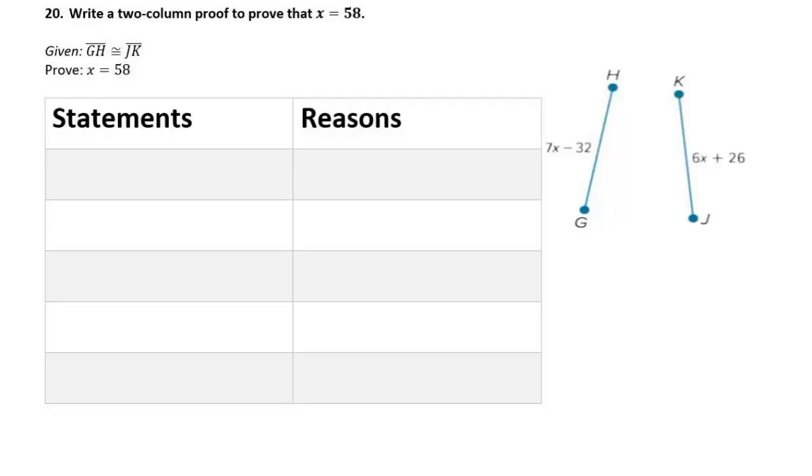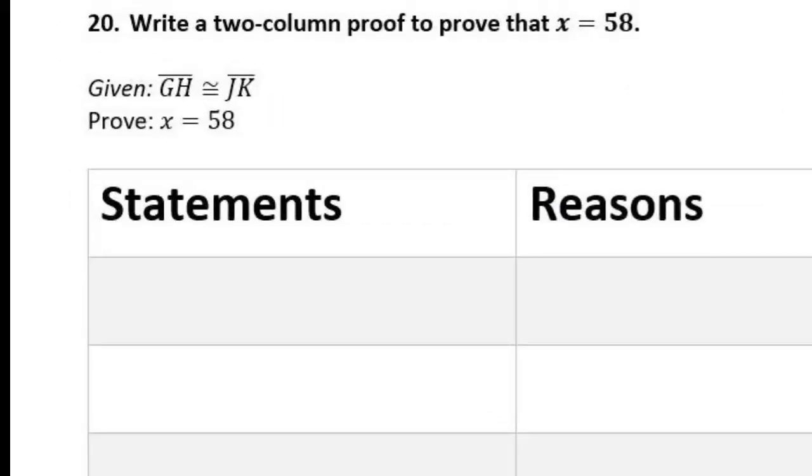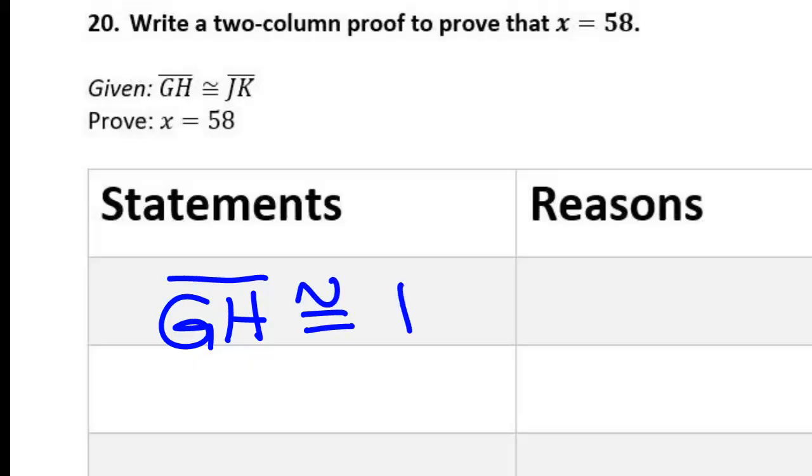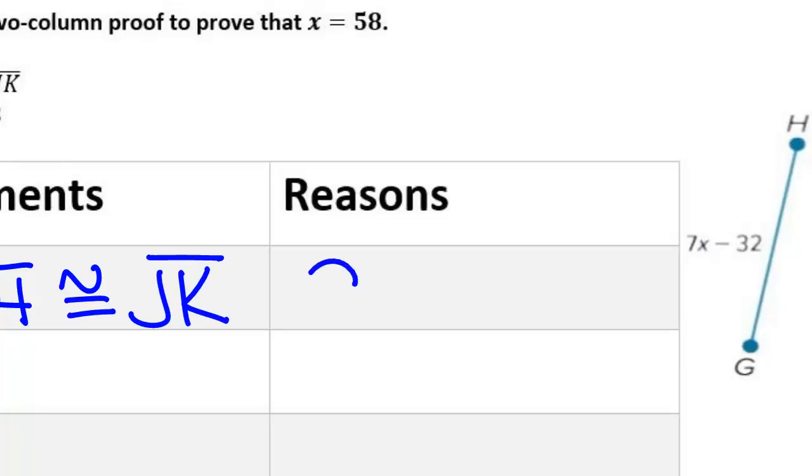But there's a couple things that I know how to fill in, right? What's the first statement that I can make? What is my given? GH, segment GH is congruent to segment JK. And why am I allowed to make that statement? Because it's the given.